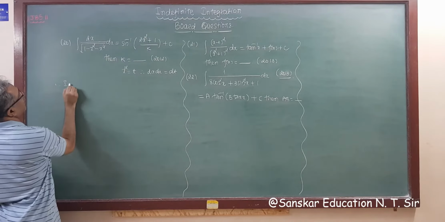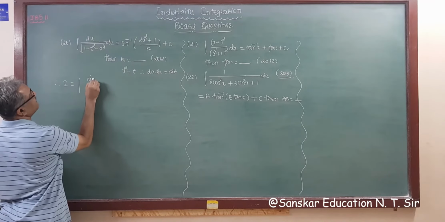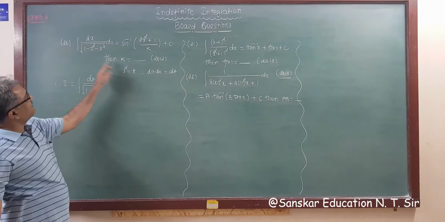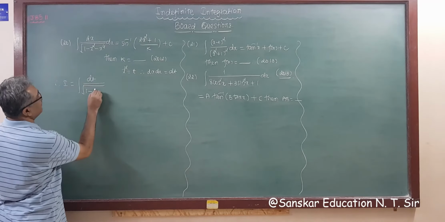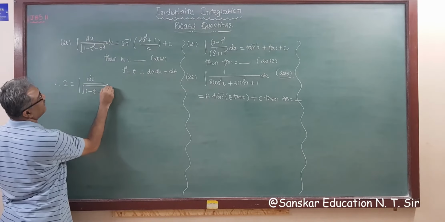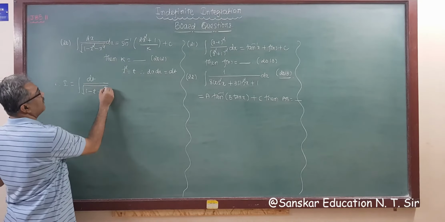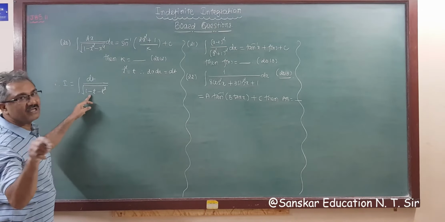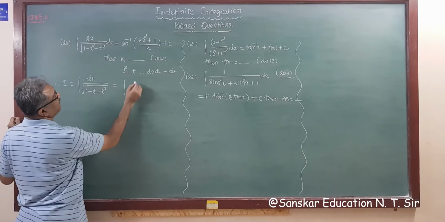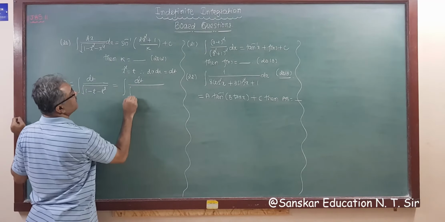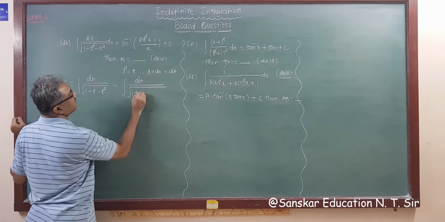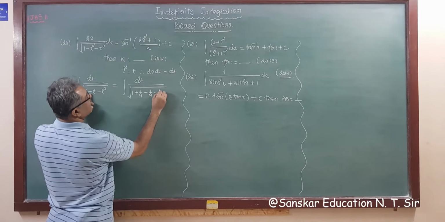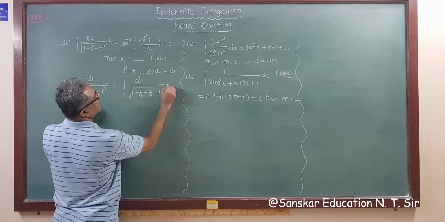So your I will be integration, this twice x dx is dt, whole upon square root of 1 minus x to the 4. x square is t, so x raised to 4 is t square. So 1 minus t square. So we have to find out the last term to make this a perfect square. So the last term is 1 upon 4. So we have to add and subtract 1 upon 4. So if we add and subtract, then this is dt upon square root of 1 plus 1 upon 4 minus 1 upon 4, right? Minus t square is there, right?